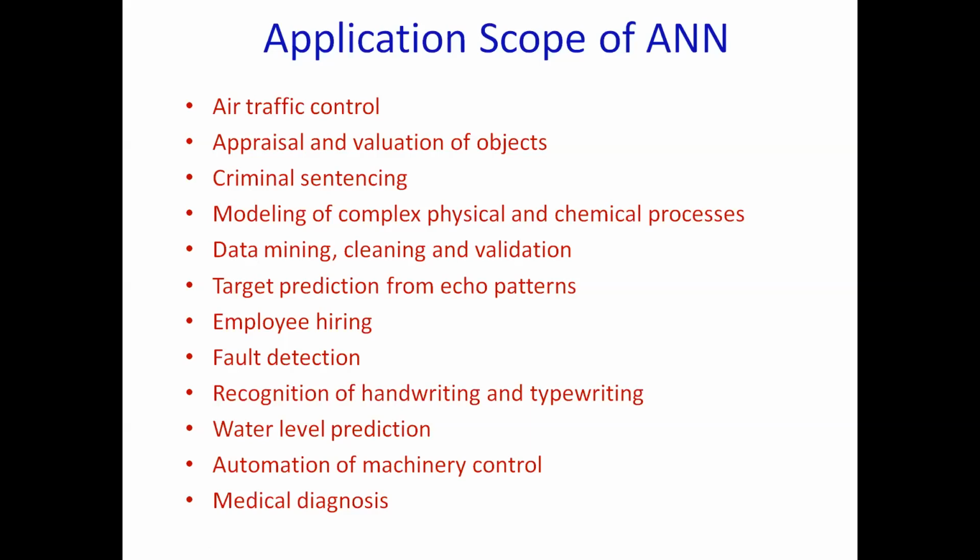In that particular case, the output would be the air traffic controller's instruction in response to each radar signal. The second one can be appraisal and valuation of any object like property, buildings, automobiles, machinery, etc. And this can be an easy task for a neural network.